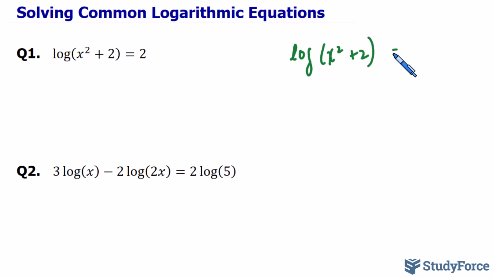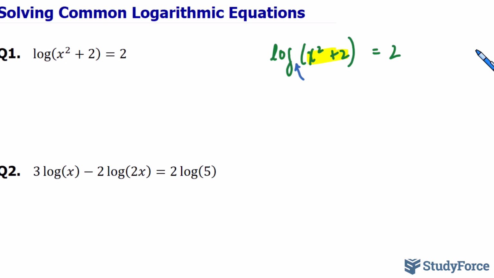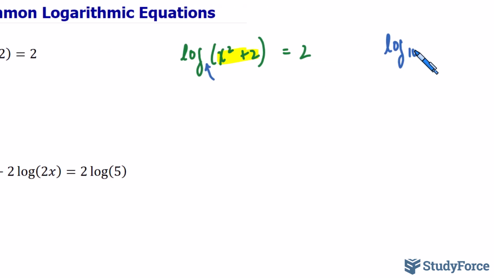is equal to 2. Now to gain access to the part within the brackets, we need to somehow get rid of the log. Notice that this log does not have a base written as a subscript. That means we're dealing with a common log. So it's like saying log of base 10.